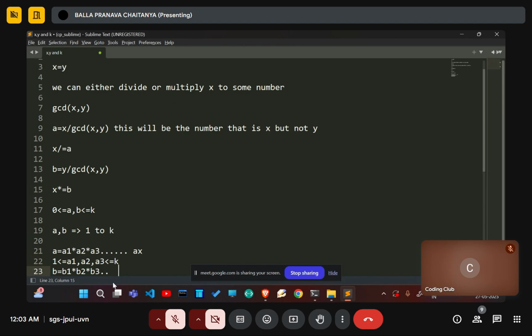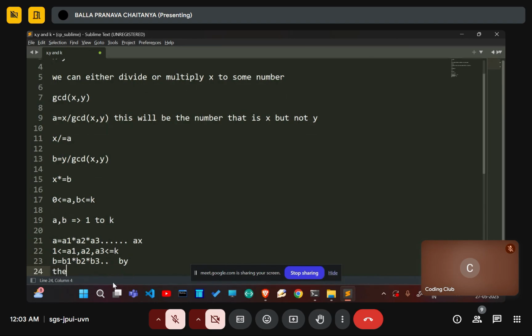Here up to some bound. Then the answer will be x plus y, and we have to minimize x and y. So in order to do this, we will apply dynamic programming.